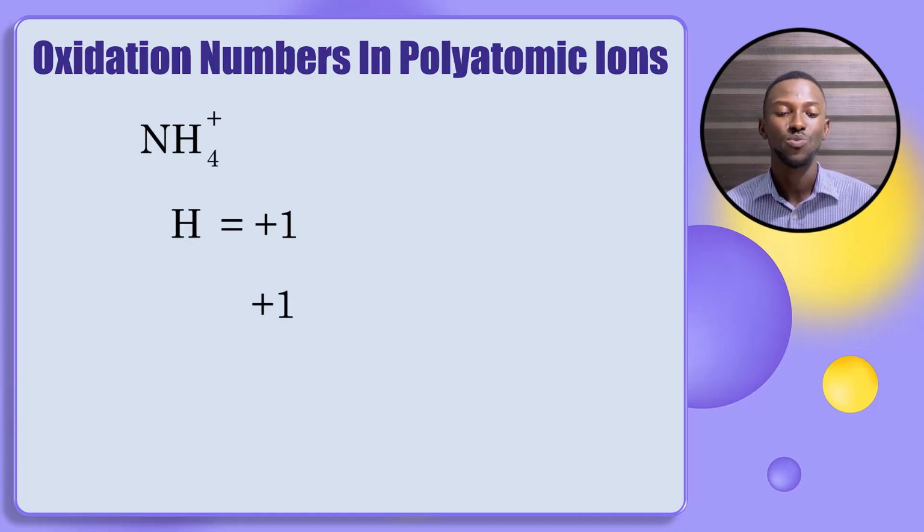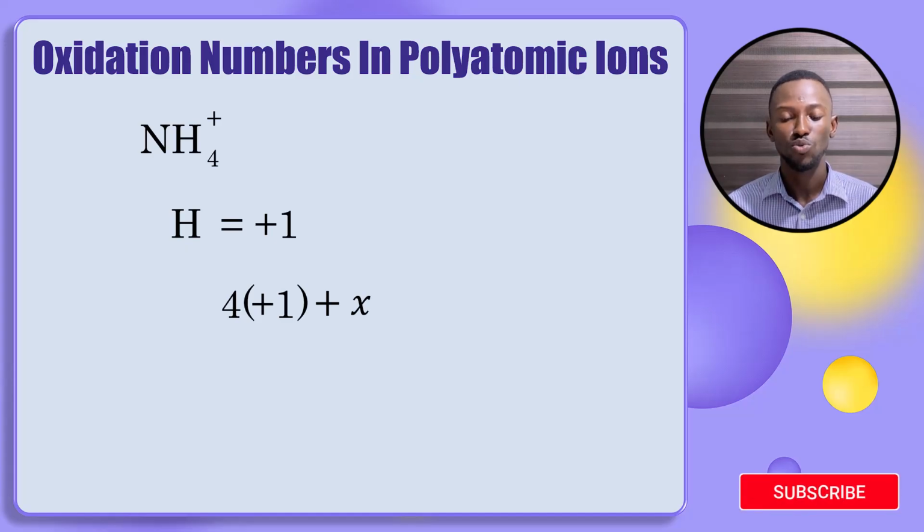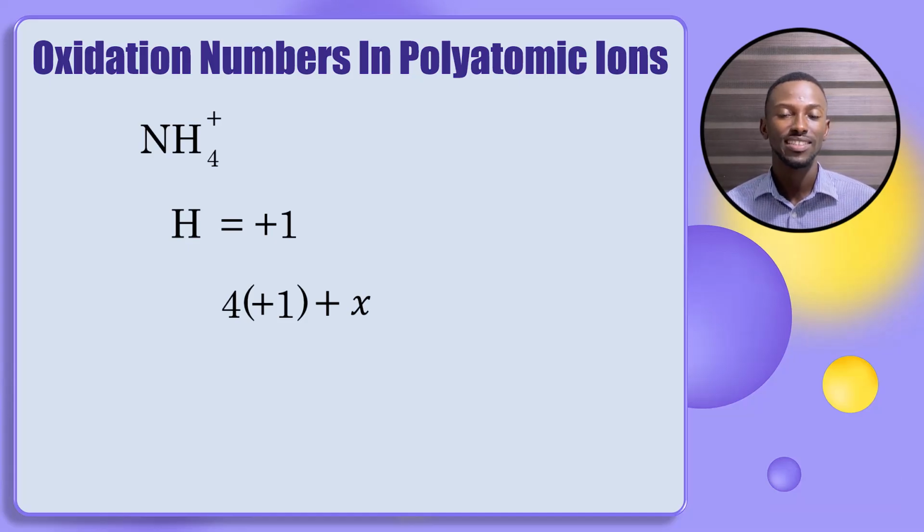Now, how many hydrogens do we have in NH4 plus? We have 4, so let's multiply the 1 by 4. We are looking for the oxidation state of nitrogen in this one, so we represent nitrogen with an unknown alphabet, that is X. If you look at NH4 plus, the oxidation state of this entire ion is +1 because of the plus on top. So 4 times +1 plus X is equal to +1.